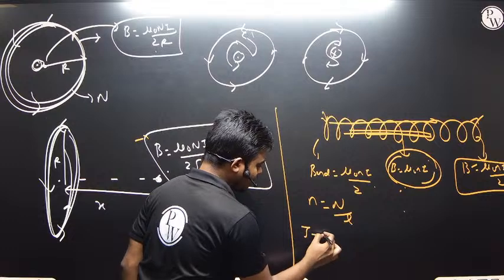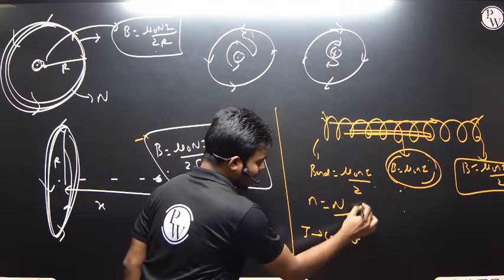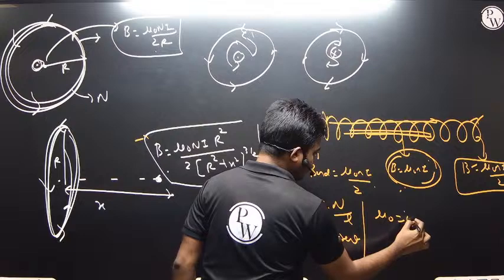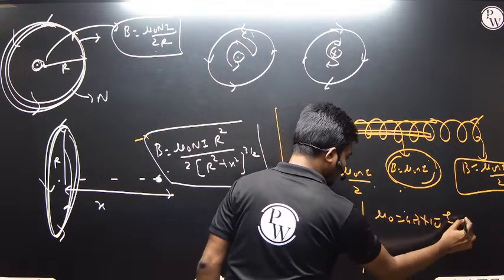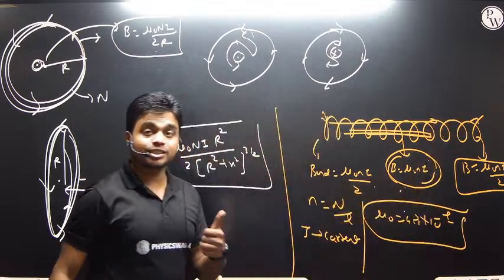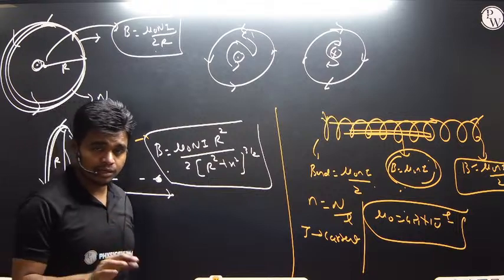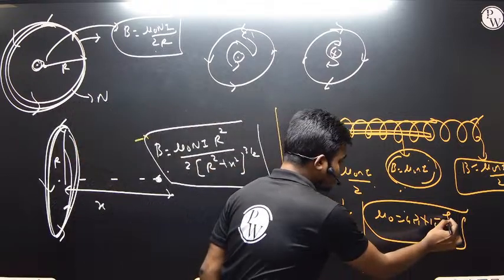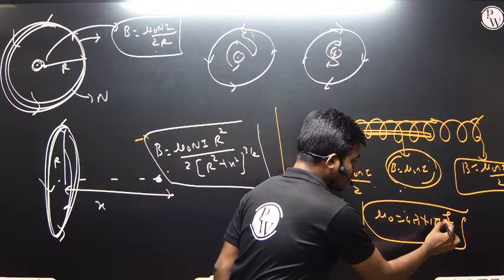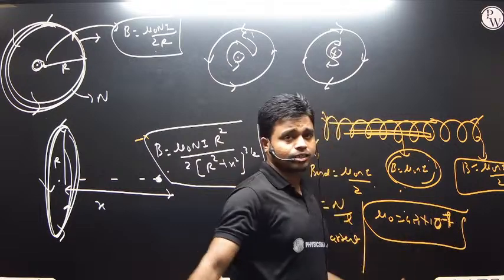What is I here? I is the current, and you know what mu naught is: 4 pi into 10 to the power minus 7, which we call the permeability of free space. We also have the permittivity of free space, which is 8.85 into 10 to the power minus 12. Here we have the permeability of free space, 4 pi into 10 to the power minus 7.